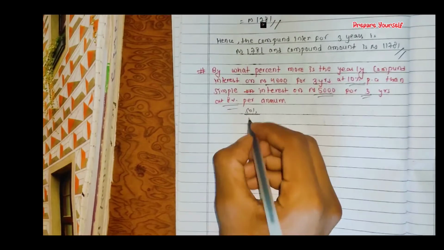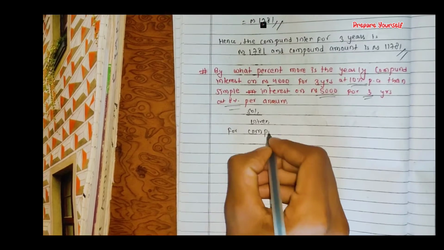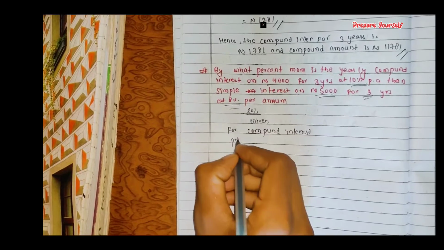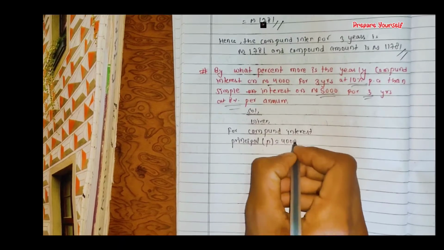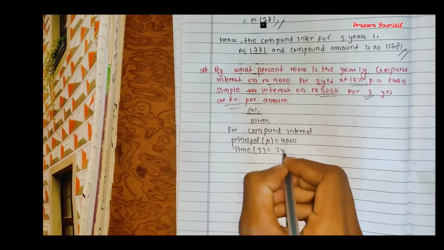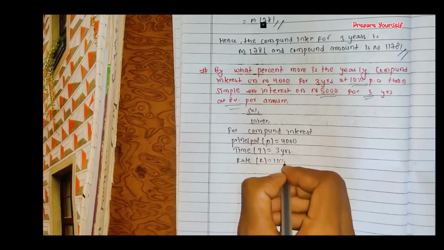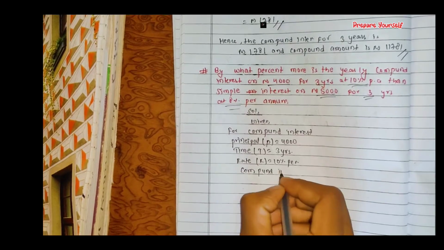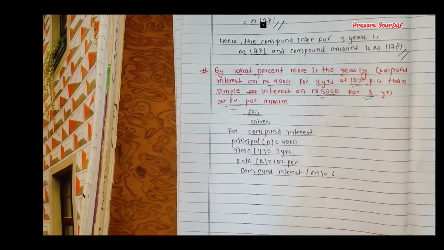So here the solution is, here we'll write the given for compound interest. Okay, so it will be simple for us for solving. So it is for compound interest, principal, simply we can write P, that is 4000. Time t, that is 3 years, and the rate of interest equals 10% per annum. Okay, we have to find compound interest, that is CI equals what?